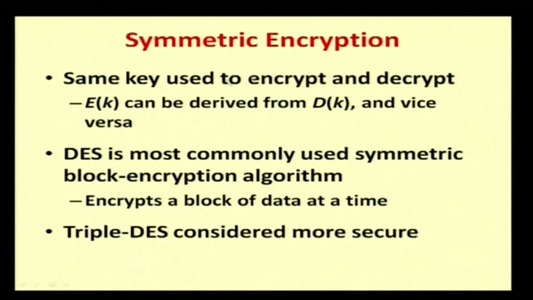Now let us see the two types of encryption. One is symmetric encryption, the other one is asymmetric encryption. Symmetric encryption is where the same key is used to encrypt and decrypt, and here we use an algorithm called the DES algorithm. DES is the most commonly used symmetric block encryption algorithm.